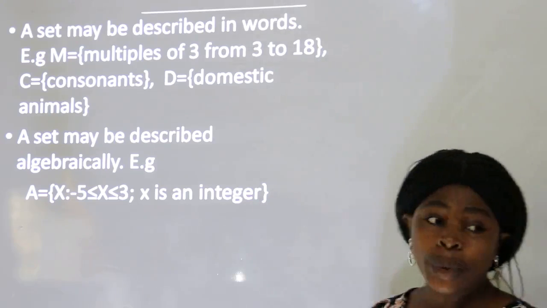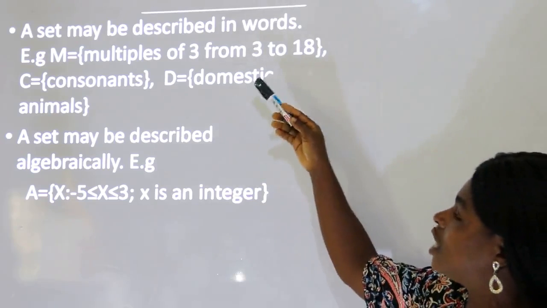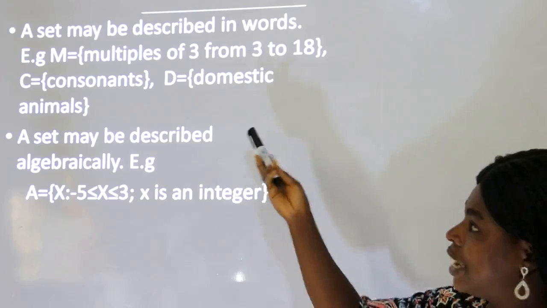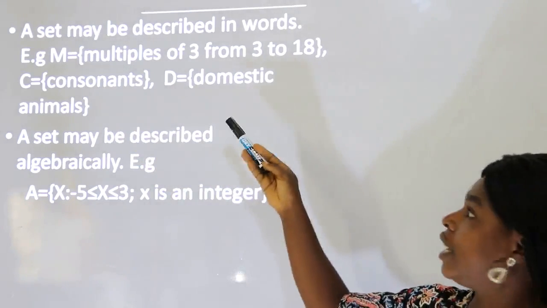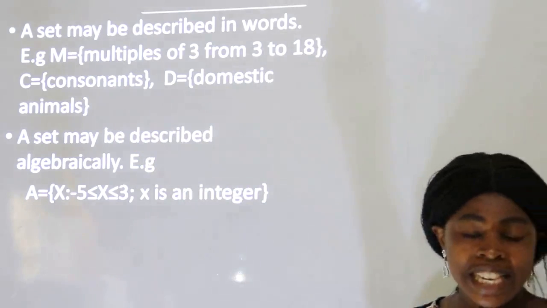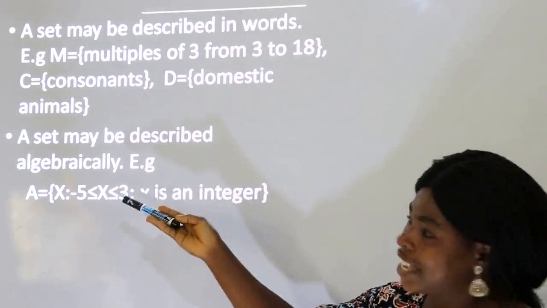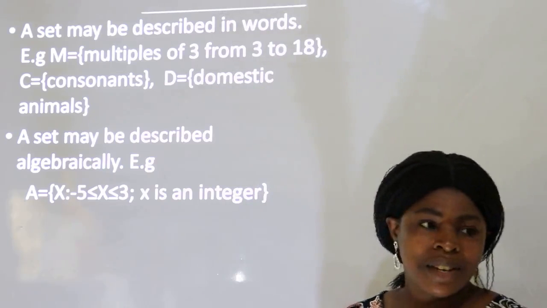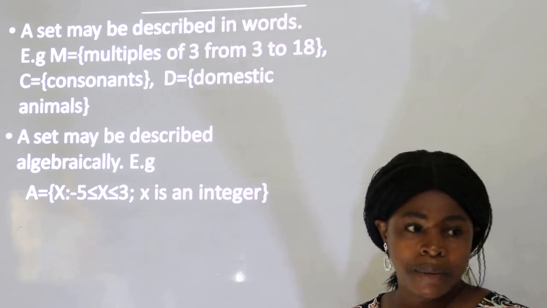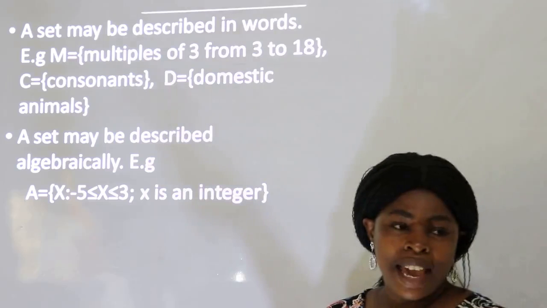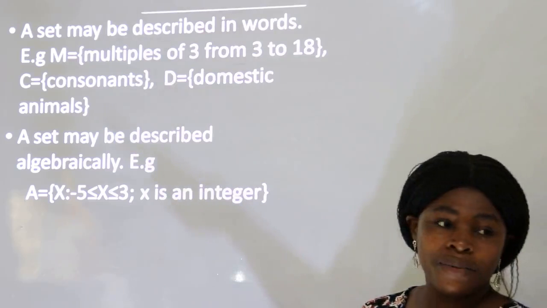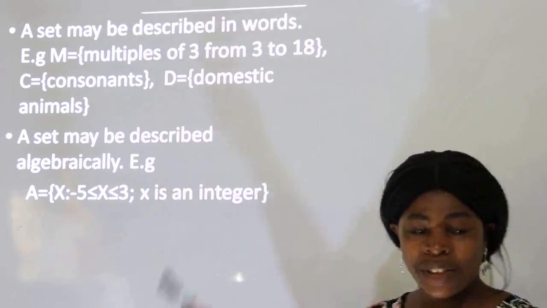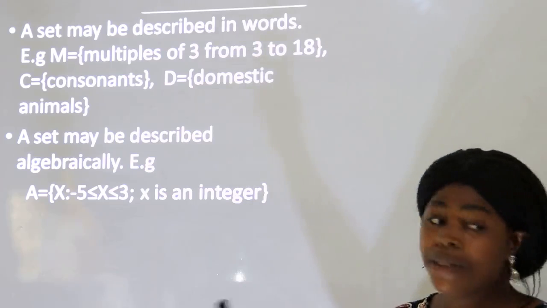Then we have the second one. A set may be described in words. So we may not write it as 1, 2, 3; it may be written in words. Example, M is equal to multiples of 3 from 3 to 18. Another example, set C is equal to consonants. Set D, domestic animals. I can also say set N, set of even numbers. You can limit it. If you leave it open, as I told you earlier, that is an infinite set.